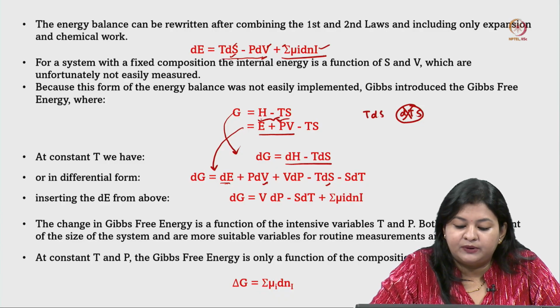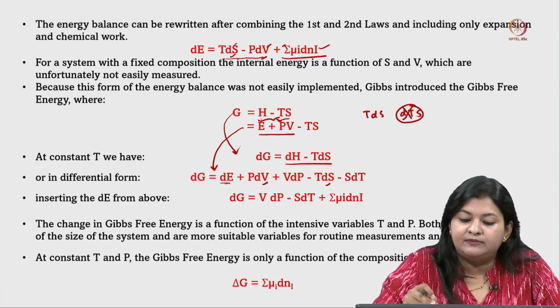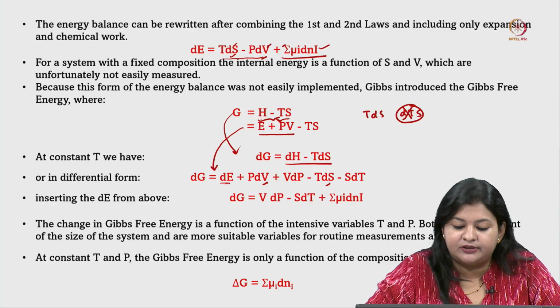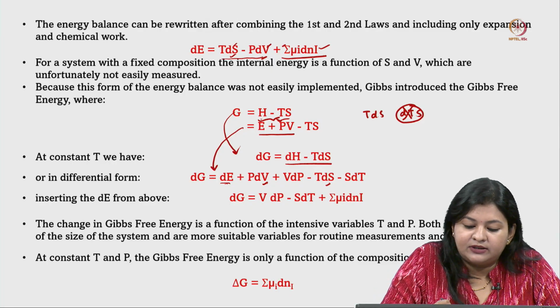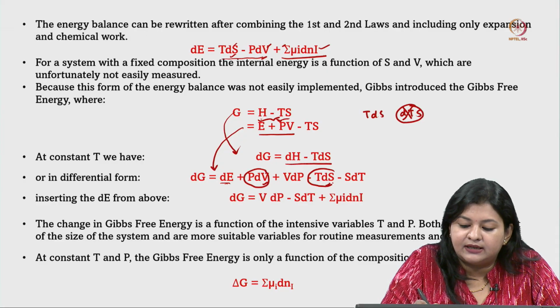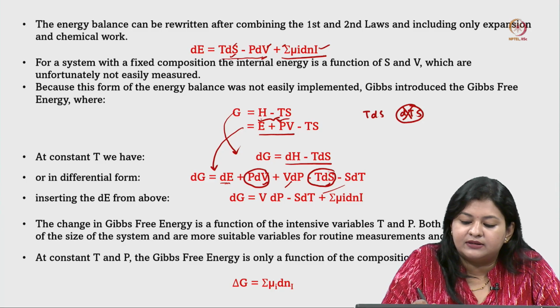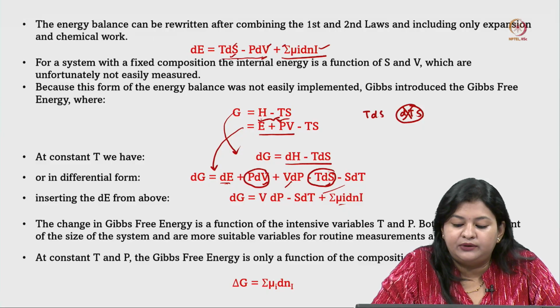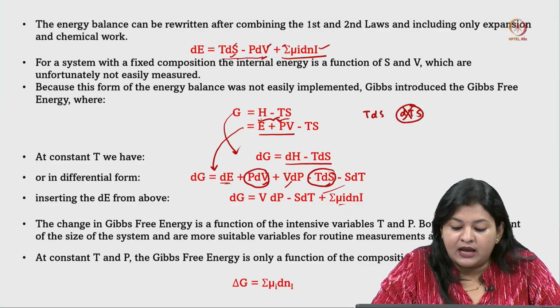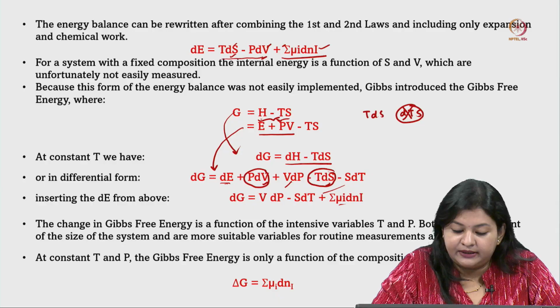So, we are left with dG is equal to V dP minus S dT plus summation of mu i into dNi. From this equation, this gets cancelled out, this gets cancelled out, this comes here, and from dE comes this term, summation of mu i into dNi. Now it is in terms of temperature, pressure, volume and chemical potential.